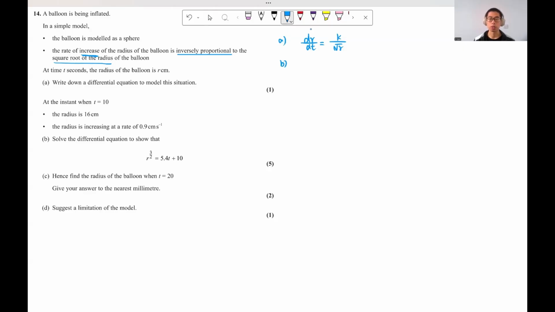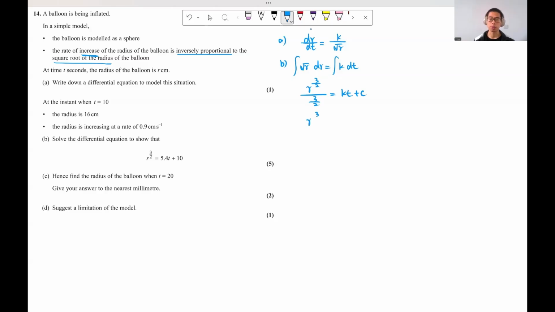Because you can't integrate r with respect to t, you have to move all the r to one side and then move all the rest to the other side. So I will times by root r for both sides. And then I will times by dt for both sides. And then integrate it one by one. So root r is r to the power half. To integrate this, just plus 1 the power, so it becomes 3 over 2, and divide by the power. And then kt plus c.